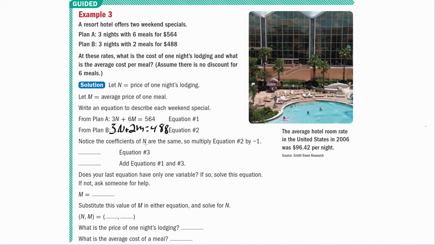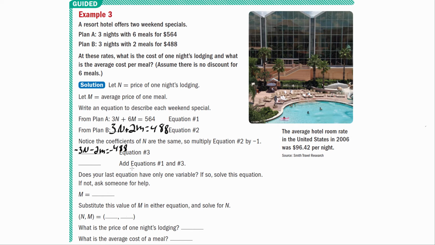Notice the coefficients of N are the same, so we multiply equation number 2 by a -1. And we get equation number 3, which would be a -3N minus 2M equals a -488.